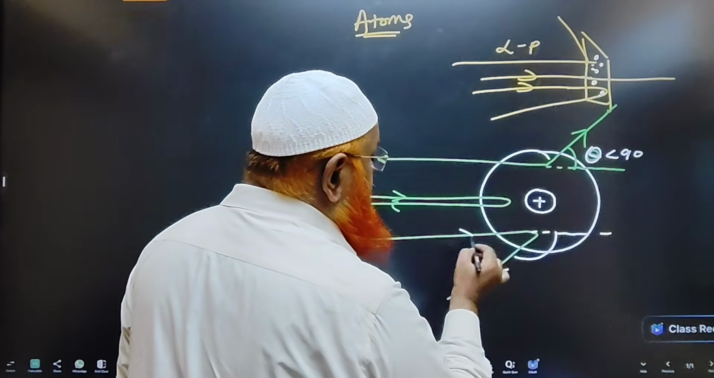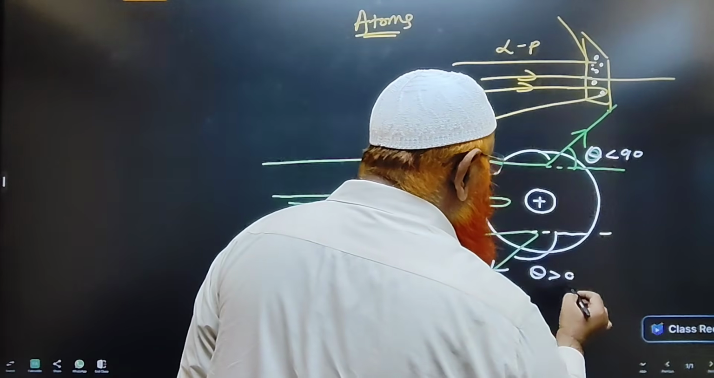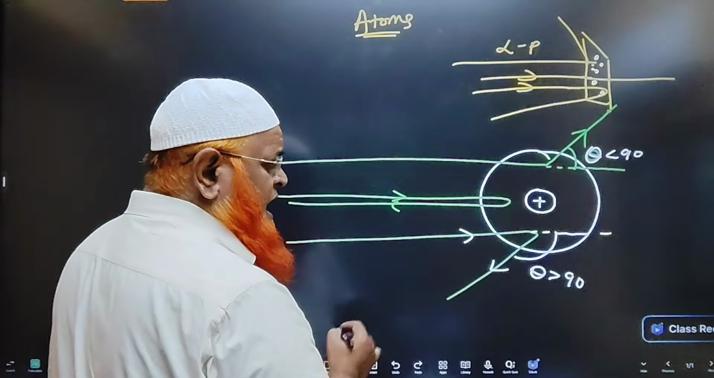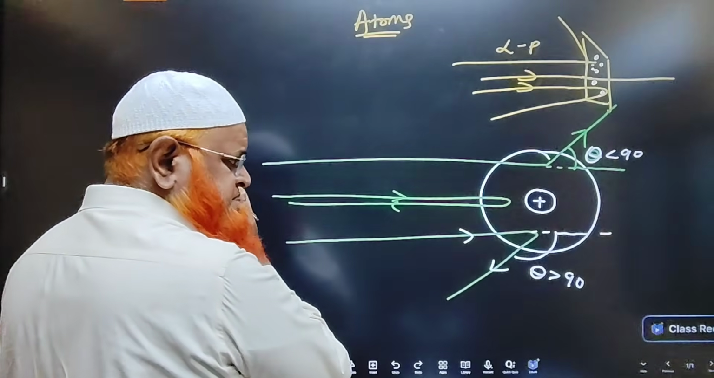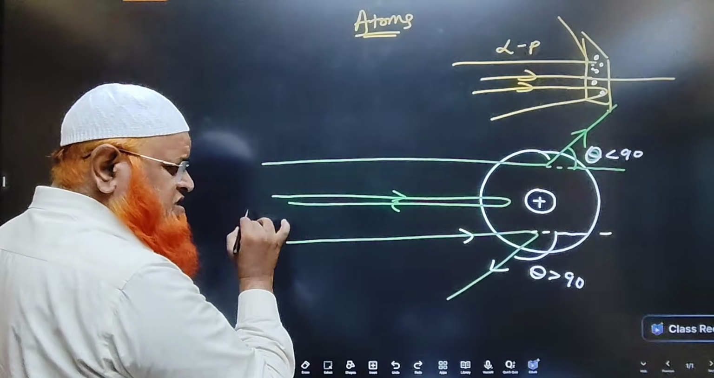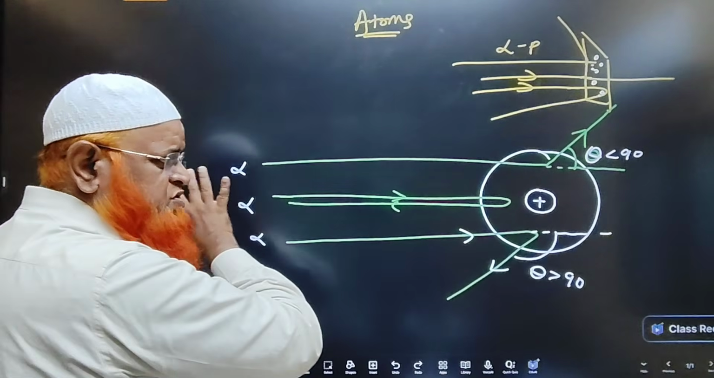and here the alpha particle which has to go like this is deviated in this direction. It is making angle theta which is going to be greater than 90. And now the one which is going directly to the nucleus is returning back in the same direction. Understood? So these which are going directly are all alpha particles only.